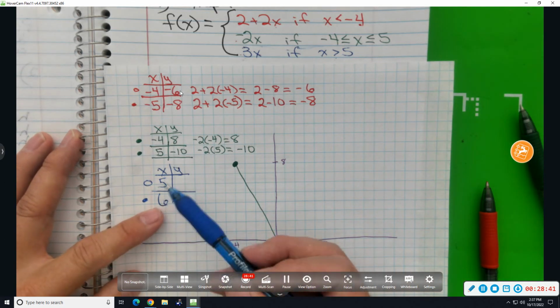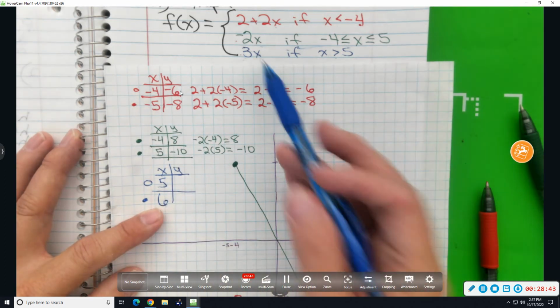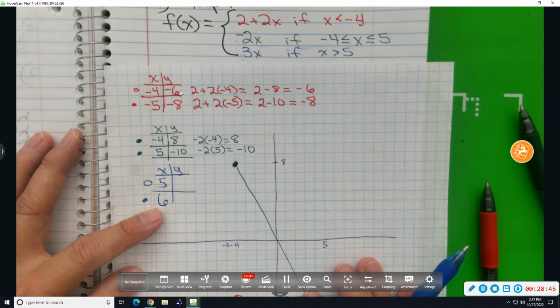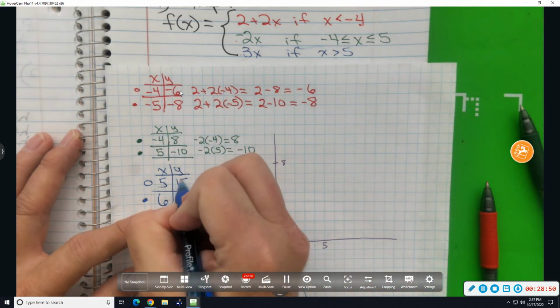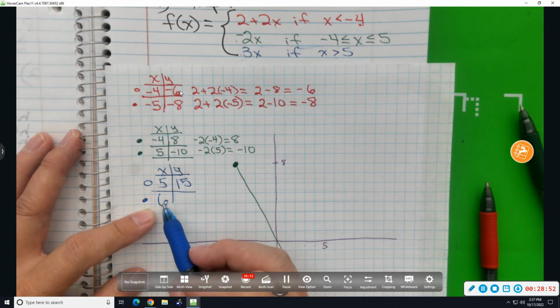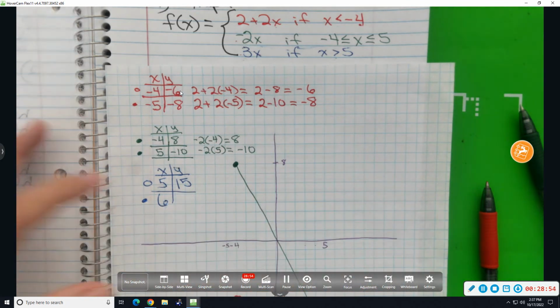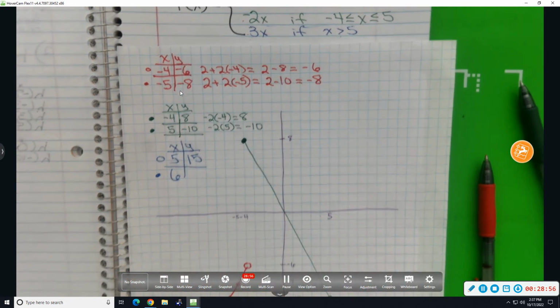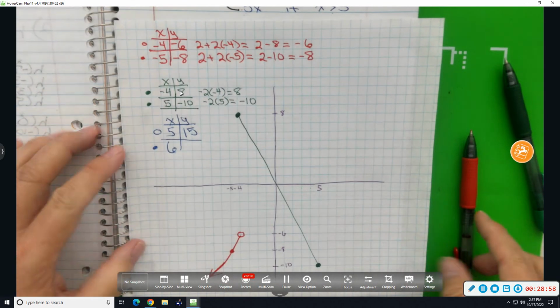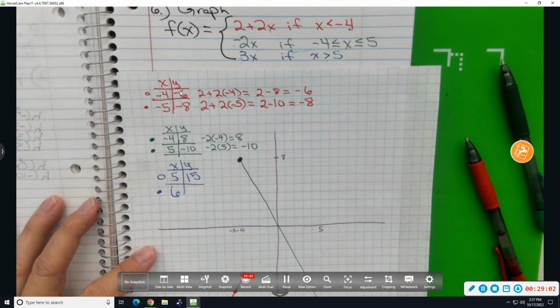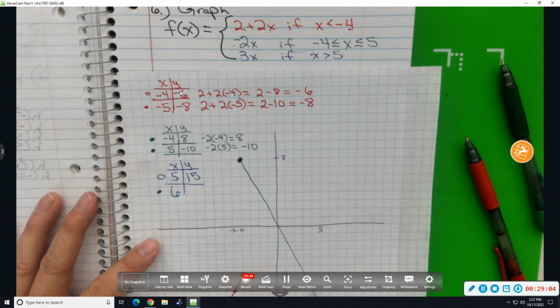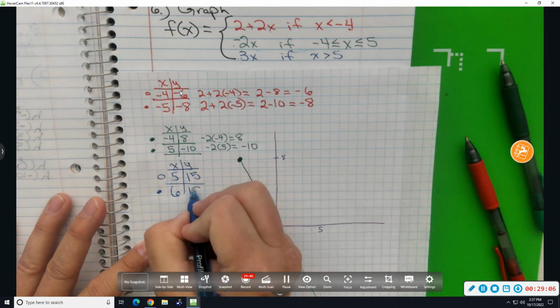Same thing here. Plugging in 5 for the blue piece, what are we going to get? 3 times 5 is 15, I agree. Plugging in the 6 into the blue piece, what are we going to get? 18, I agree.